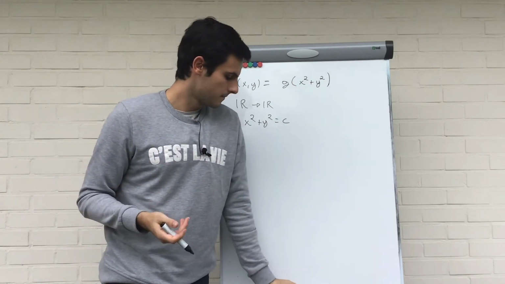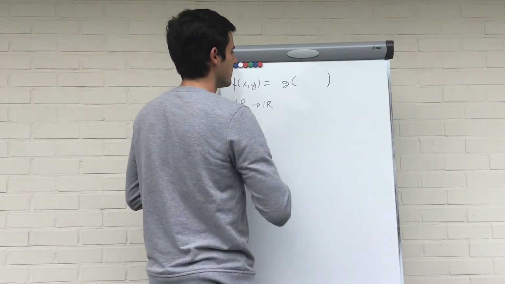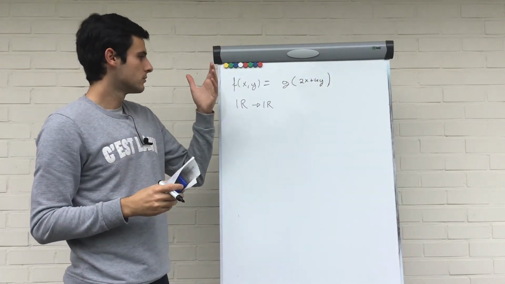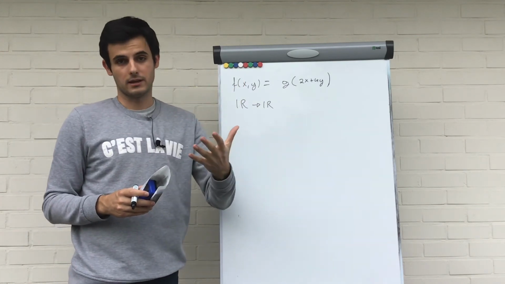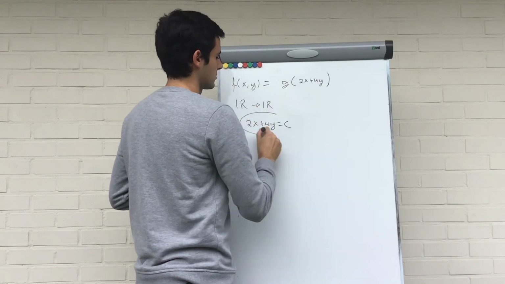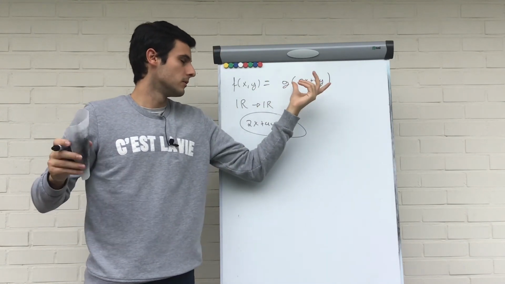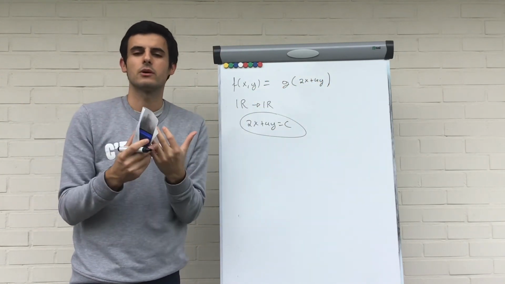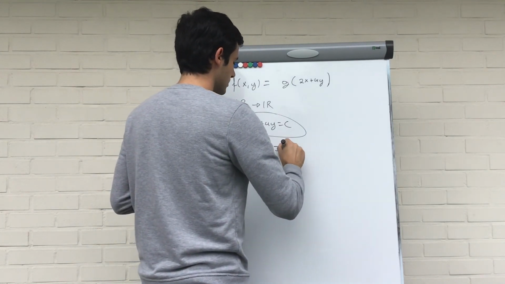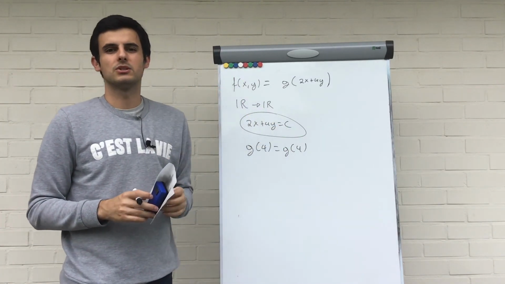Same if we take g of 2x plus 4y, then the level curves of f are straight lines, because we can say 2x plus 4y is equal to c, and those are straight lines. So when you have a function equal to another function with, in this case, 2x plus 4y, you just see that you have the same input. When you have the same input, remember, g of 4, for instance, is equal to g of 4, and it doesn't matter what g is.